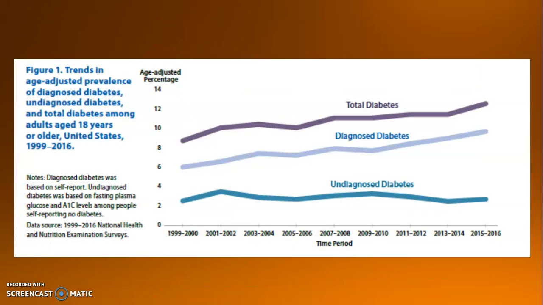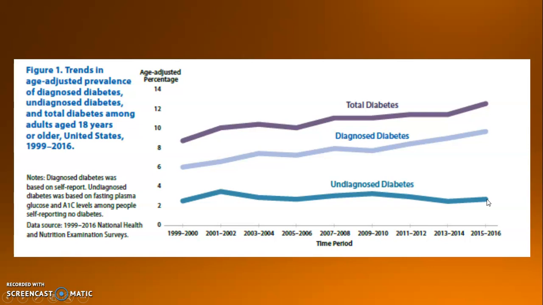When we look at trends in age-adjusted prevalence of diabetes, we can see that total diabetes and diagnosed diabetes have been increasing over time. So we're seeing that this is not decreasing, it's actually getting worse. And this should make sense as we look at some of the other data we've already seen, as a review of the risk factors for diabetes. The only one that has leveled off is undiagnosed diabetes.